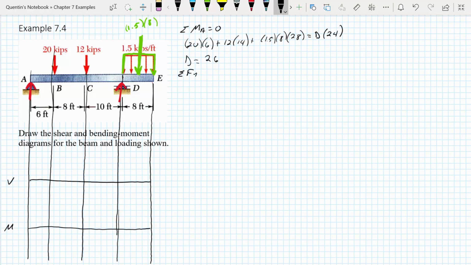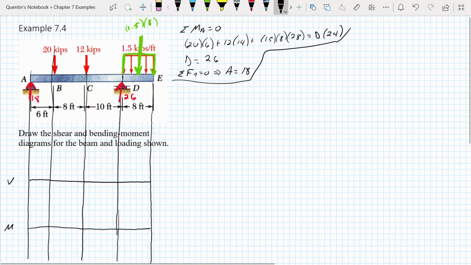Take my sum of forces in Y equals 0, and that's going to tell me that A is equal to 18. Okay, lovely. So let's come in here. This is 18, and this is 26. Okay, so now easy stuff done with. Now we're going to do the shear and bending moment diagrams.